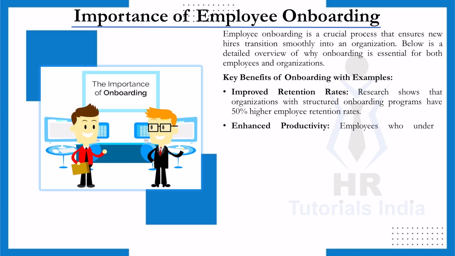Enhanced productivity. Onboarding is not just about getting employees familiar with the company. It is also about getting them up to speed quickly and effectively so they can contribute to the organization's goals. Employees who undergo effective onboarding are 70% more productive within their first 6 months. For example, a comprehensive onboarding program might include detailed training, job shadowing with experienced colleagues, and step-by-step guidance for using company tools and systems. These strategies help new hires ramp up quickly and start contributing to the projects faster rather than spending weeks or months figuring things out on their own.